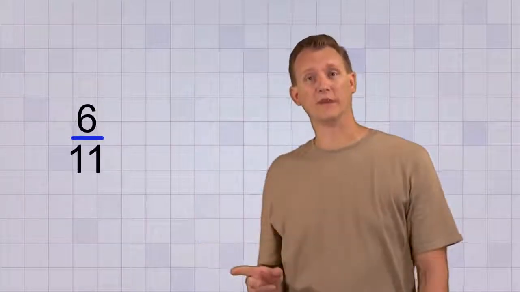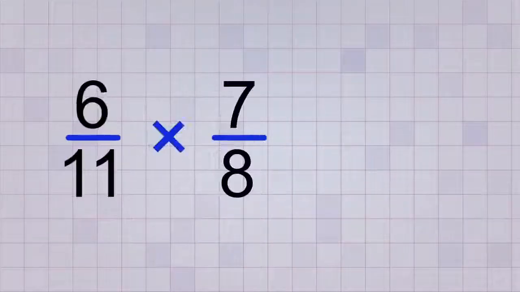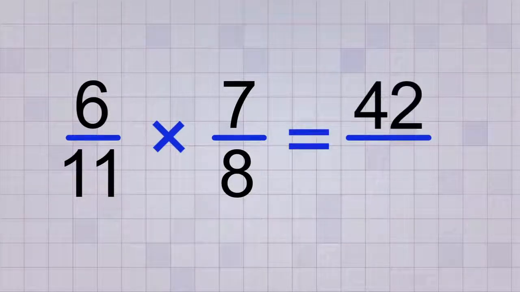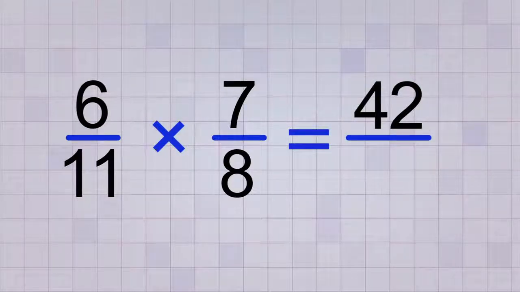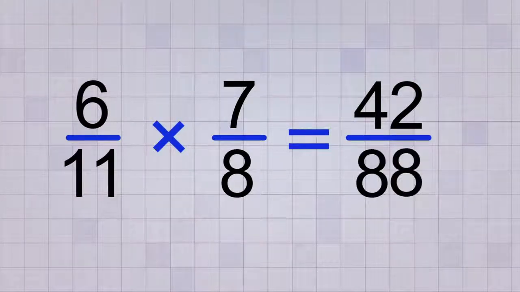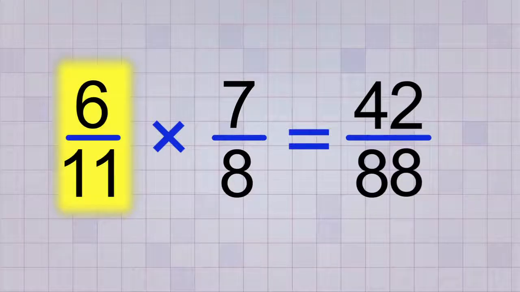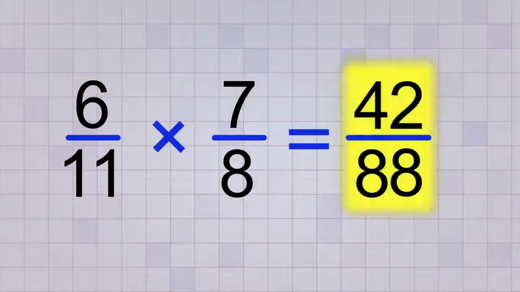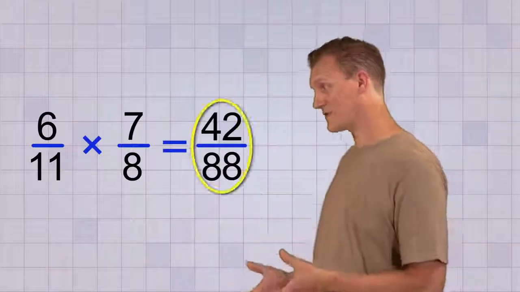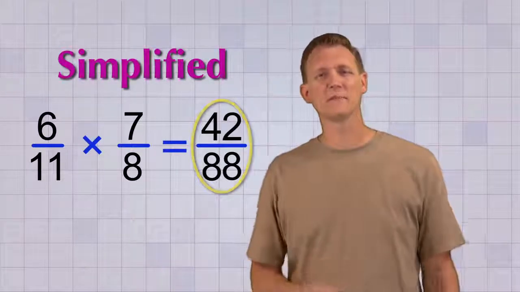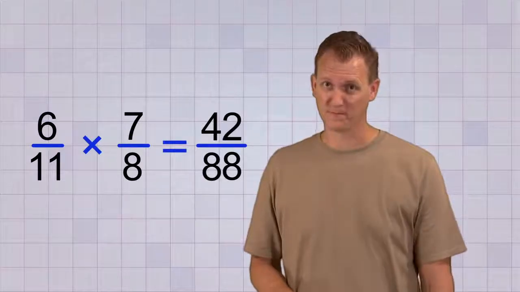Okay, time for another example. Let's try 6 over 11 times 7 over 8. From our multiplication table, we know that 6 times 7 equals 42. So 42 is the top number of our answer. And on the bottom, we have 11 times 8, which is 88. So 6 over 11 times 7 over 8 equals 42 over 88. Oh, now some of you might see that this answer could be simplified, but we'll save simplifying fractions for another video.